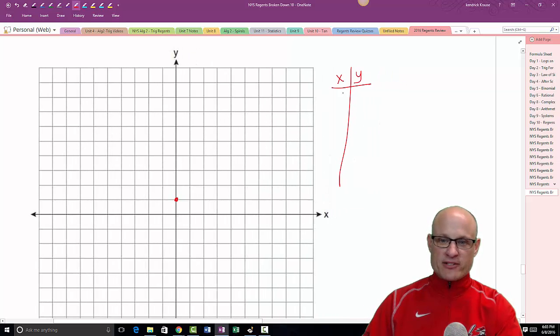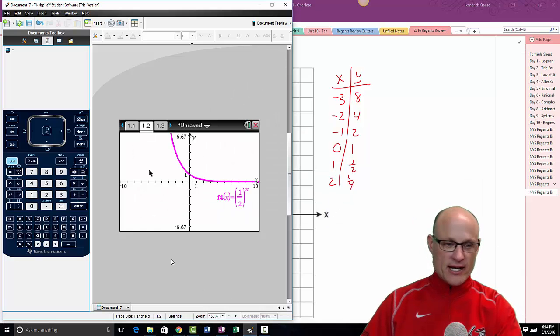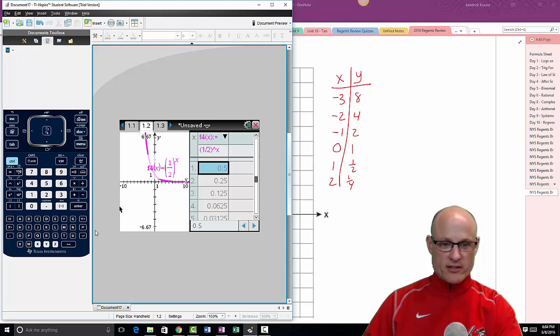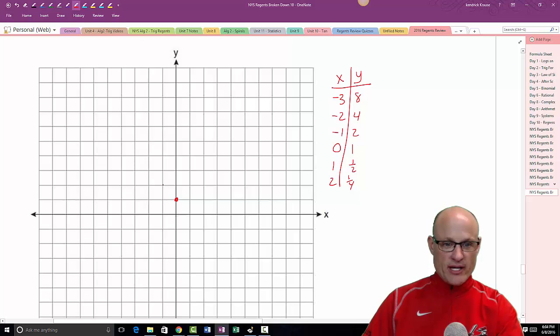If you looked at the table of values, if you had typed in a negative 3, it would be 8. If you type in a negative 2, it would be 4. Negative 1, it would be 2. 0 would be 1. 1 would be a half. 2 would be a fourth. Now, I can also come over here and look at the table just so you know I'm not lying to you. There's negative 3, 8, negative 2, 4, negative 1, 2. There it is. So I know that it's going to be negative 1, 2, negative 2, 4, negative 3, 8, and then a half, and then a fourth, and then a 16th.